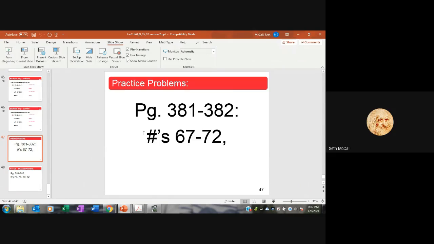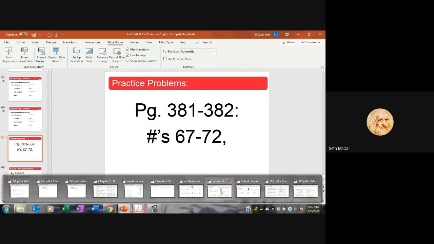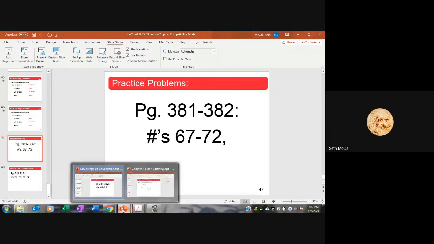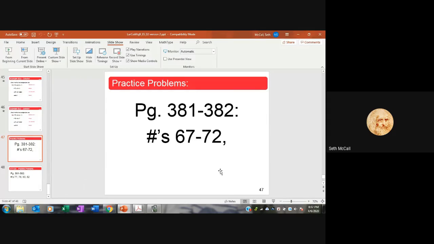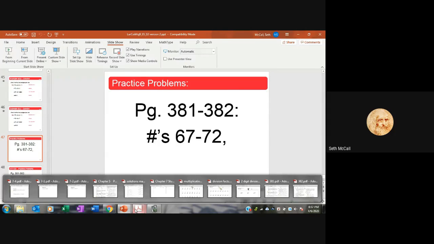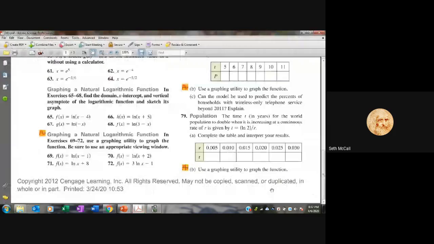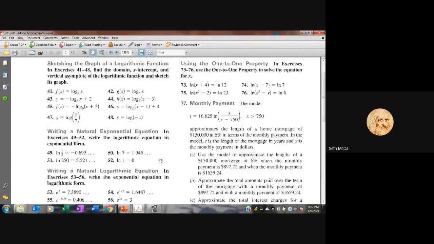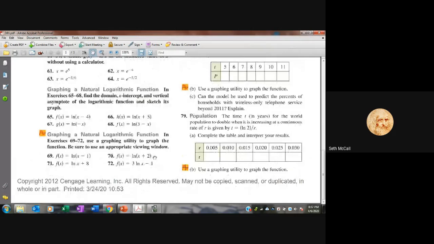I think you probably found these problems a little bit more challenging than the previous problems in this section. Obviously, they're the open-ended or word problems, so that typically makes them more challenging. So let's get started. We needed to complete 67 through 72 on pages 381 and 382. Actually, that is just on page 381, now that I realize it.